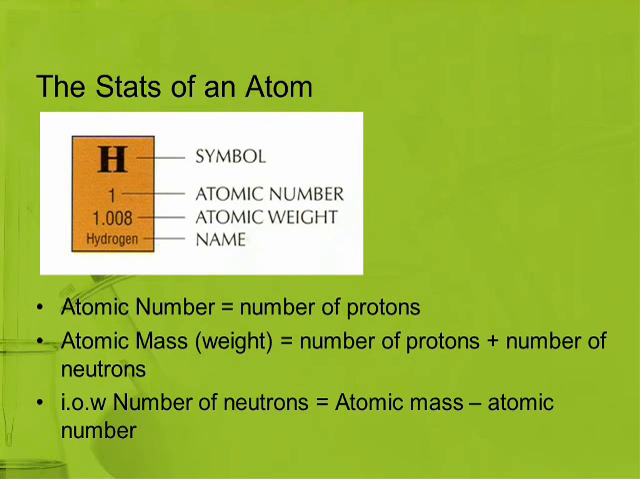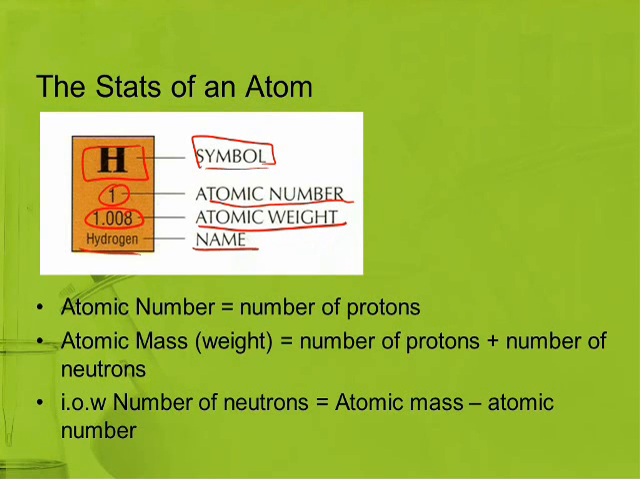So let's look at the stats of an atom. We have the symbol here. We always will have the atomic symbol. Everything has an atomic symbol. All the elements have an atomic symbol. It will be a capital letter. So one element will only have one capital letter. The atomic number is the smallest number. The atomic weight is the larger number.